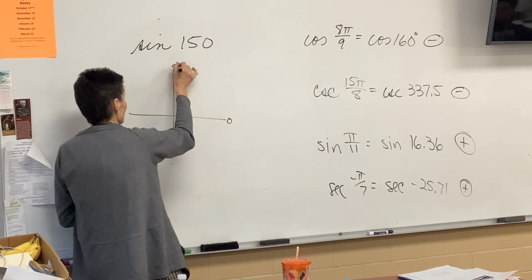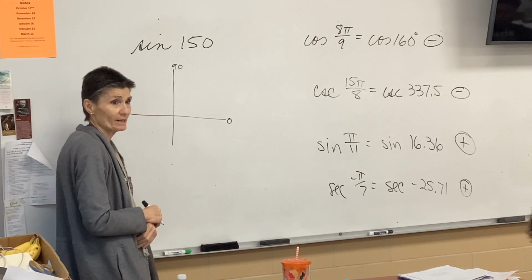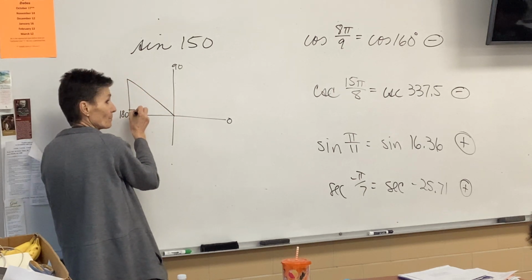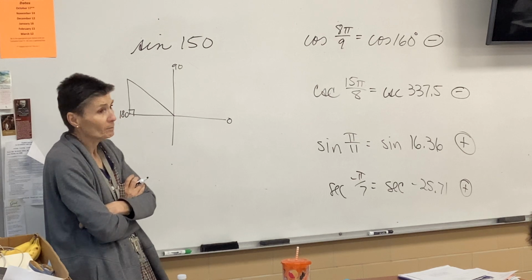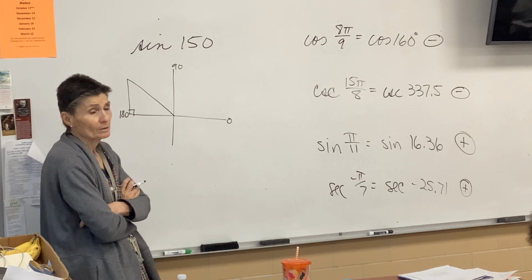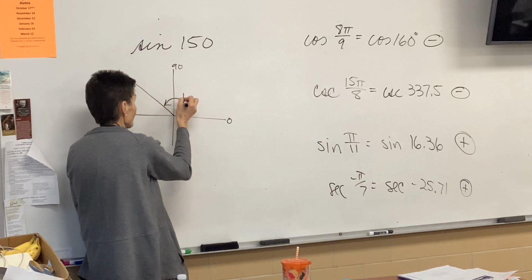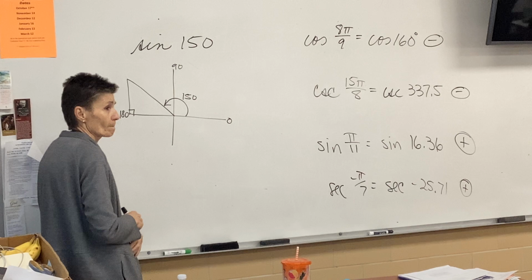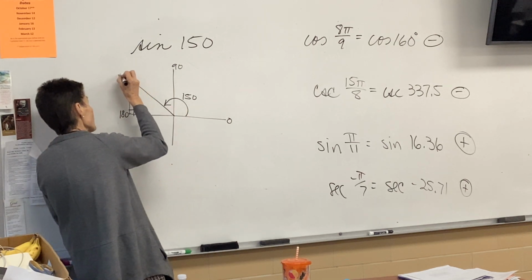Remember, these are my labels. Where is 150? Isn't it sticking out here in quadrant 2? So you can use a triangle. That would probably be easiest. Use a triangle. This angle is 150. This is 180. This is 150.